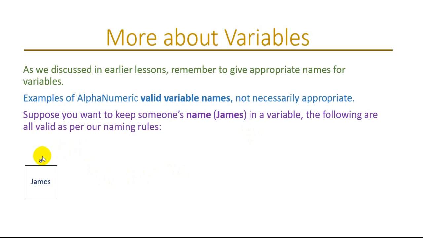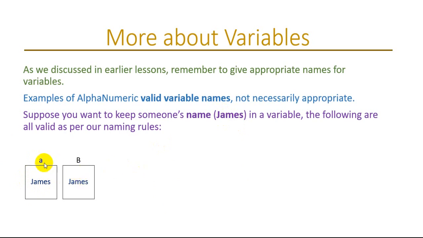Here I have created a variable called A and I have put the word James inside. This is valid, no problem. You can name a variable A. If you refer to our naming rules, it should start with an alphabet and continue with alphabet or number, no spaces allowed. This is just a single letter A, so no issue. In this variable called A, we have stored the name James.